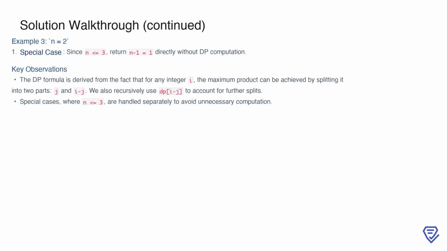For smaller values of n, such as n equals 2, we handle this as a special case. Since n must be split into at least 2 parts, the maximum product is simply n minus 1. In this case, the result is 1. This avoids unnecessary dp computation for very small values of n. The key observations for this solution are that the dp formula relies on splitting the integer into 2 parts, j and i minus j, and recursively using dp[i minus j] to account for further splits. For values of n less than or equal to 3, we directly return n minus 1, as these cases are straightforward and do not require dynamic programming. These optimizations make the solution both efficient and elegant.